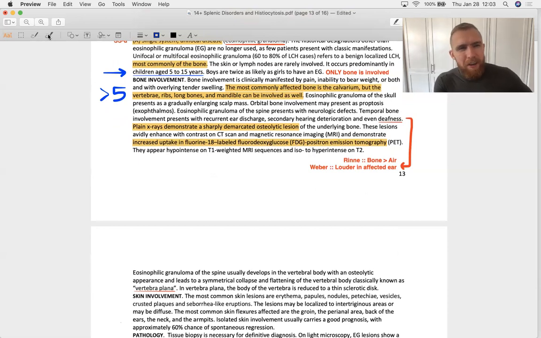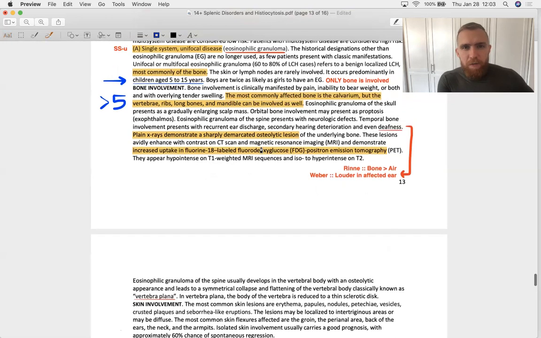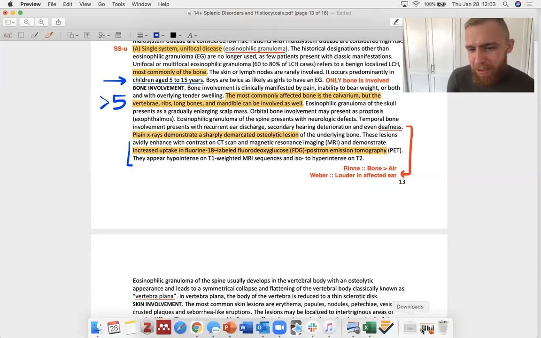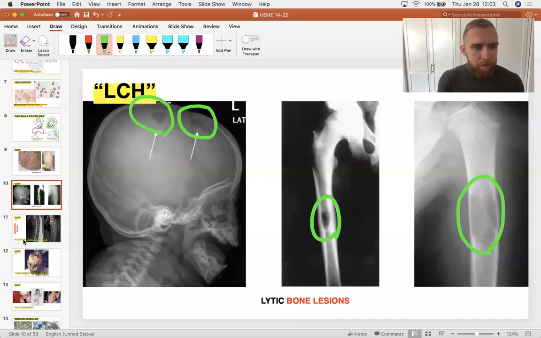Getting into the weeds of this SDL, eosinophilic granuloma patients demonstrate increased uptake in fluorine-18 labeled fluorodeoxyglucose. Oh, just reading that makes me say there's no way they could ask us that, but you know, stranger things have happened.